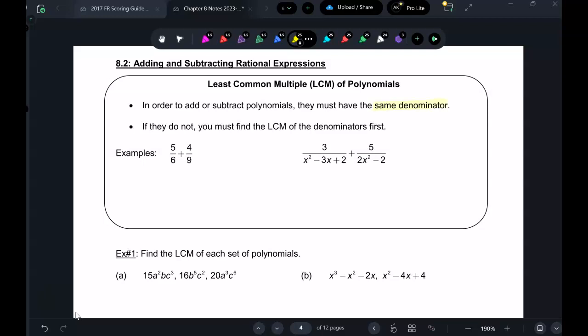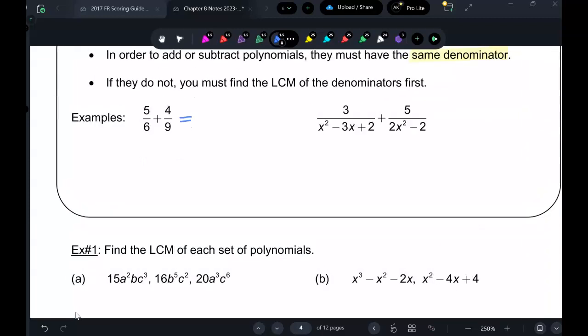So let's look at, if I wanted to add 5/6 plus 4/9, what's the least common denominator for 6 and 9? What goes into 6? 3. Well, no, but if I was going to make it the same denominator, what would I want to turn this into? 18. 18. That's the one I was looking for. Okay.